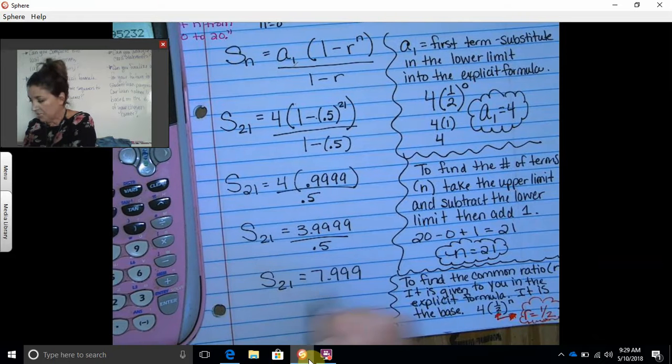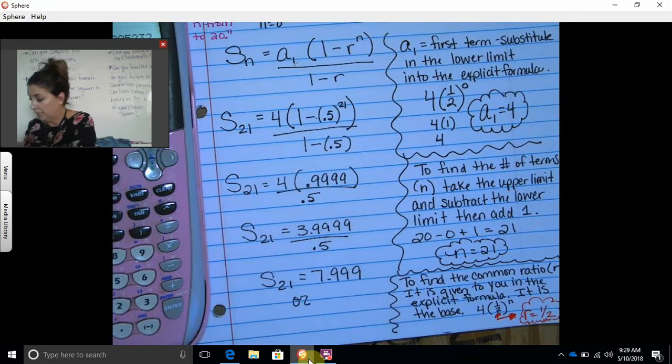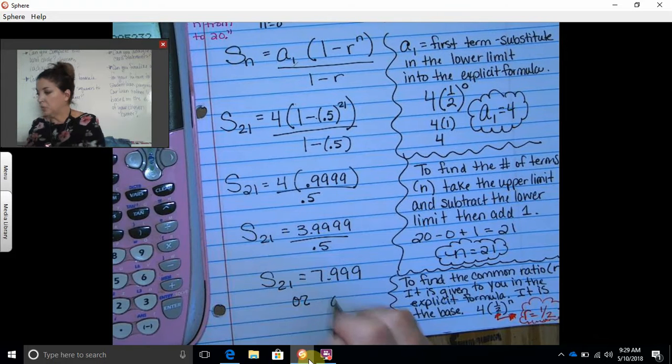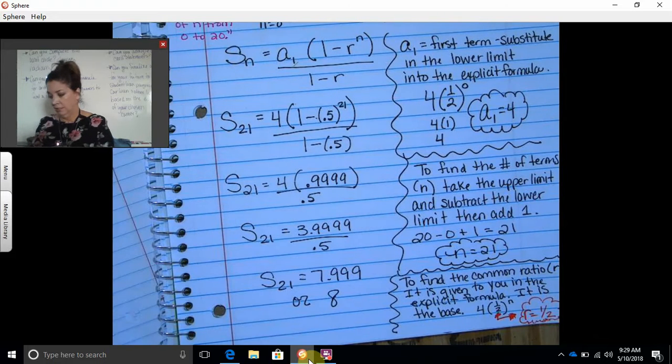So I'm going to say that is probably 8, because we rounded. So if we wouldn't have rounded, if we wouldn't have changed that to a decimal and left it at 1/2, we probably would have gotten 8 instead of 7.999999. You know what I mean? Everybody cool with that?